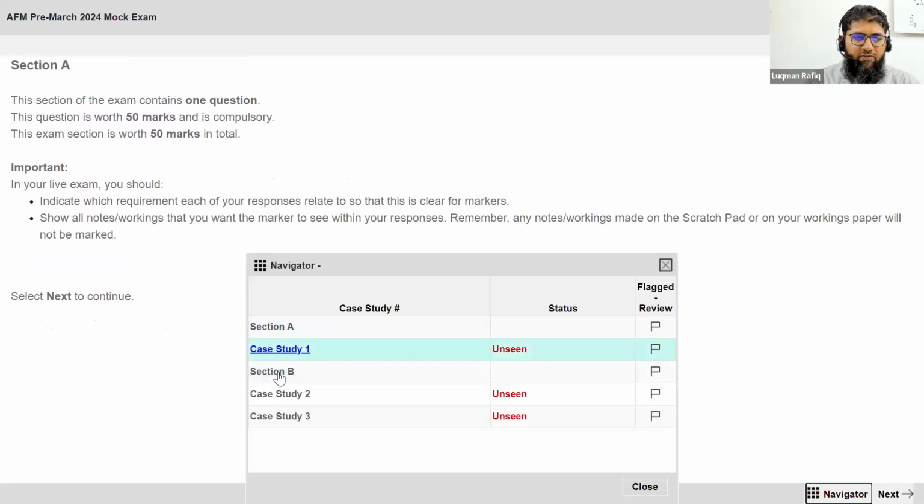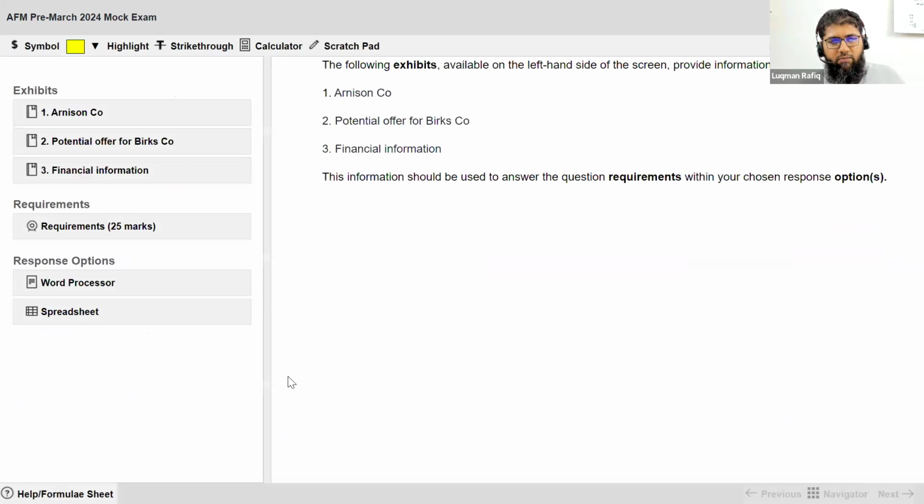Okay. I'm starting off with Section B, question number two. That's the first question I'm going to start off with. And we will just see what is there in the examination with respect to this.